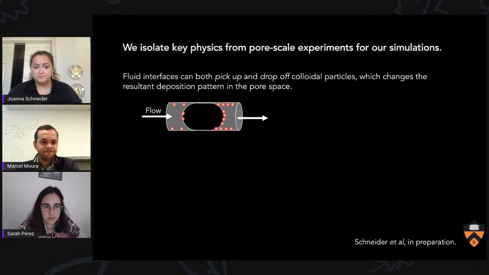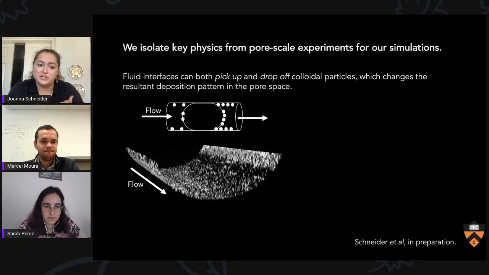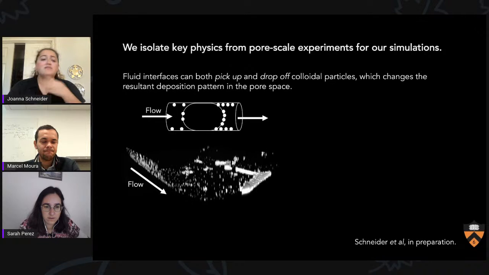Now, when I play the video, I'm only going to show the fluorescence from the particles. As I showed in 3D experiments, what you'll see is that the particles will localize at the oil interfaces, and that will allow you to see them. And so this system is still very complex, but there are two key observations I want you to make, which is that the interfaces can both pick up and drop off colloidal particles. And obviously there are additional complexities, as I've already mentioned, but those are the only things that I want you to focus on, because that's what we're going to incorporate into our simulations.